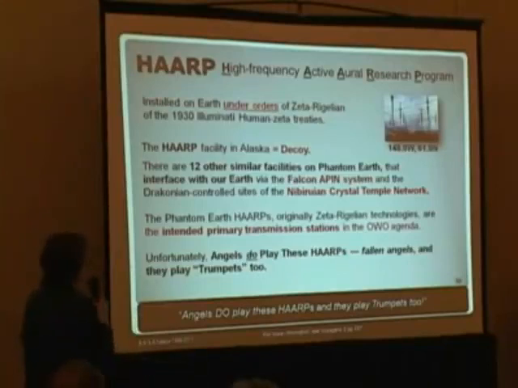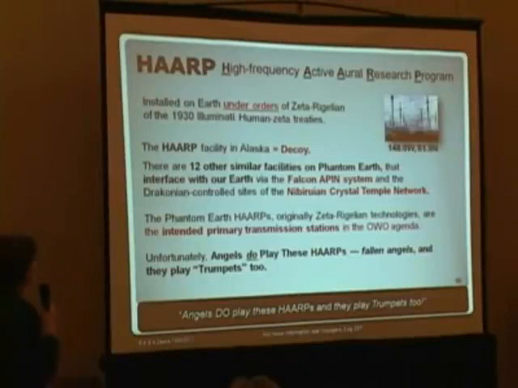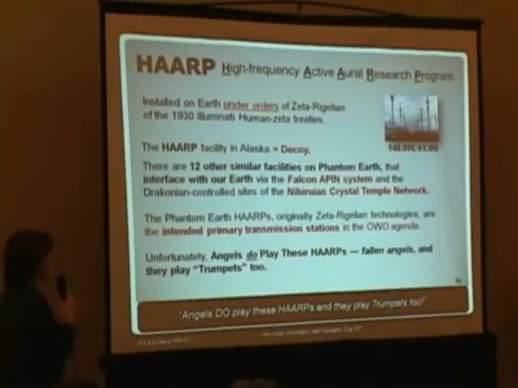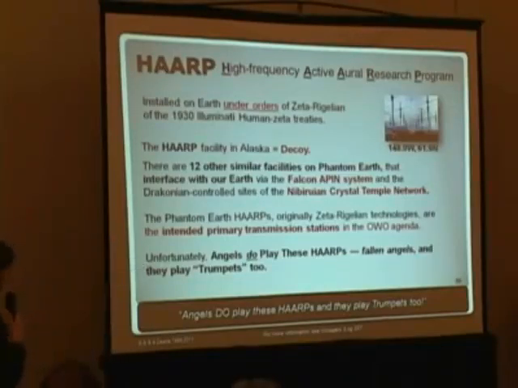There are 12 other similar facilities on Phantom Earth that interface with our Earth via the Falcon APIN system and the Draconian controlled sites of the Niberian Crystal Temple Network. The Phantom Earth's HARPs, originally Zeta Regalian technologies, are the intended primary transition stations in the One World Order agenda. Unfortunately, angels do play these HARPs, fallen angels, and they play trumpets too, which we're going to learn about later.